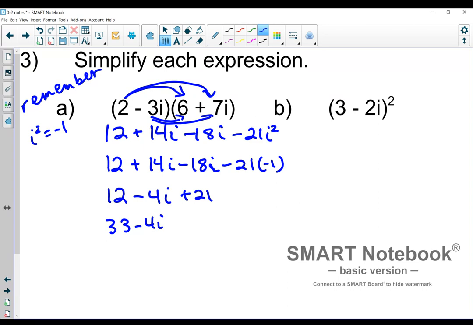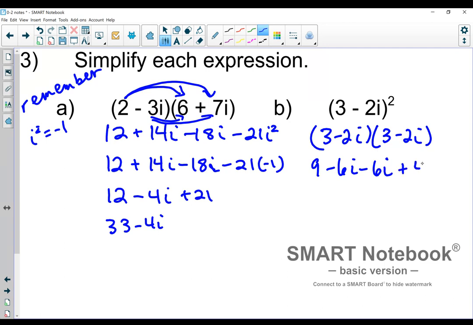On the next one, I have 3 minus 2i squared. I could write out both factors if I needed to look at them, or you can just expand it. So this would be 9 minus 6i minus another 6i. Remember, the middle term's always doubled. And then plus 4i squared. Remember, we said multiplying by that negative 1 just flips the sign. So I'll have 9 minus 12i minus 4. And then I put the 9 and the negative 4 together, so 5 minus 12i.